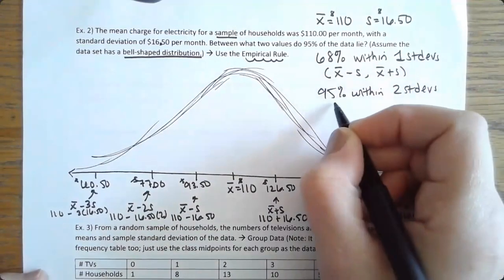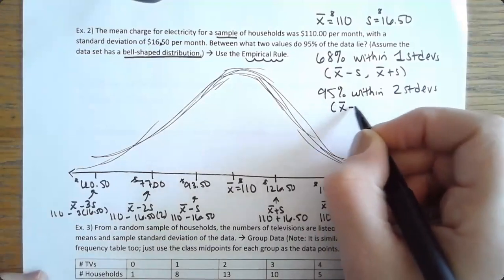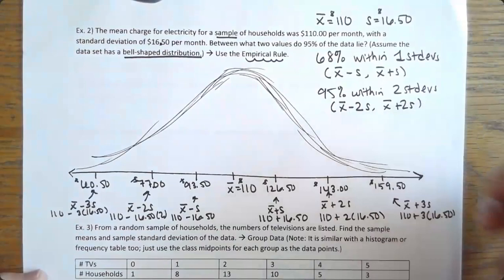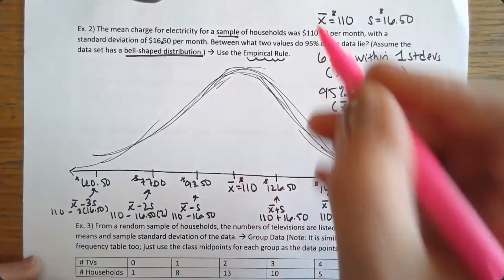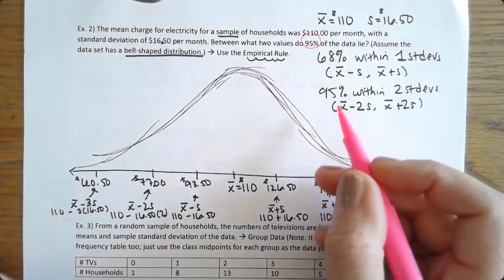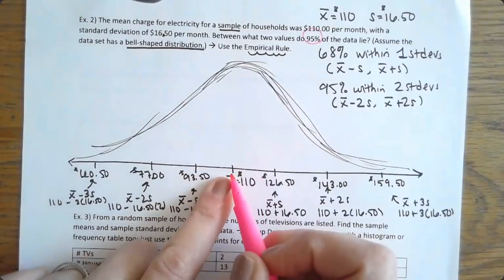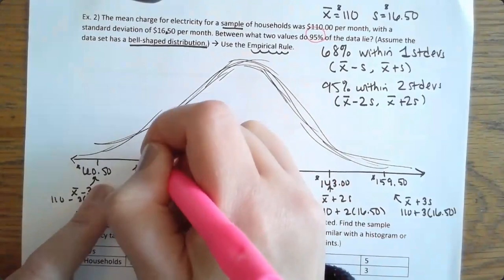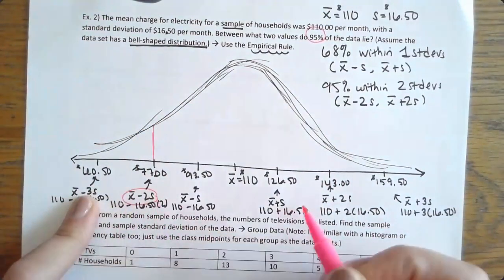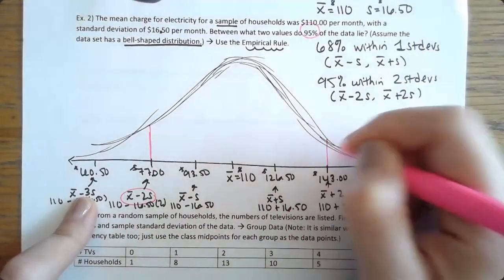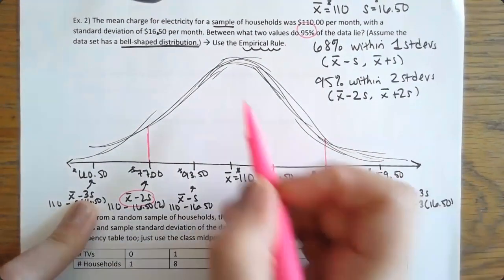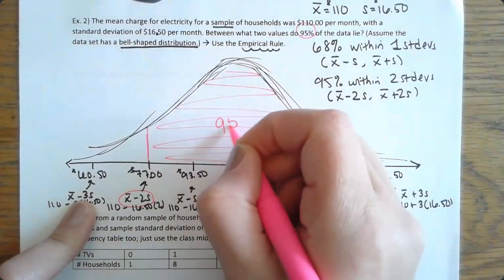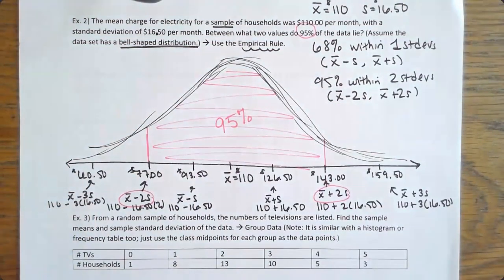Again, what that means is you're going from x bar minus 2s up to x bar plus 2s. And that's the one that we're looking for here, right? We're looking for 95%. So here's the center, and we're going 2 standard deviations. So we're going out 2 in both directions. So we're going from here, x bar minus 2s, up to here, x bar plus 2s. So what the empirical rule says is that this area here is 95% of the data.